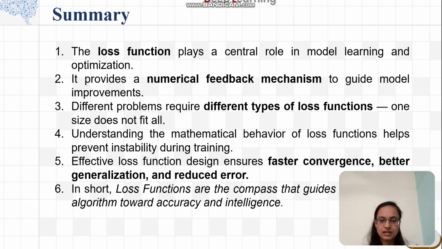So there is no universal loss function that fits all cases. Understanding the mathematical behavior helps us avoid issues like instability or poor convergence. When designed and tuned properly, loss functions ensure faster convergence, better generalization, and more accurate predictions. In a sense, loss functions are the compass of every learning algorithm, directing it towards intelligence and precision.